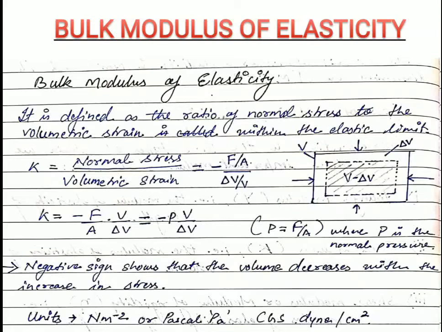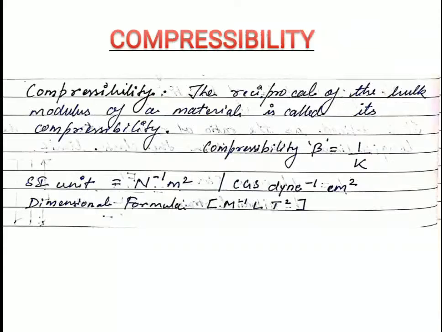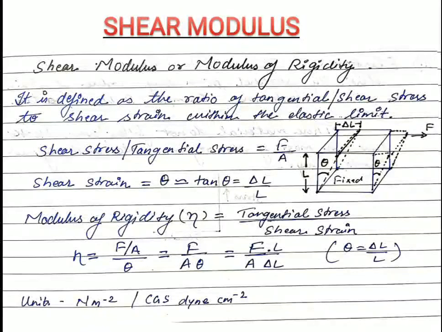So our next topic is compressibility, and compressibility is just the reciprocal of bulk modulus of the material. Okay, so compressibility beta is the inverse of bulk modulus of elasticity, that is 1 upon K. So SI unit would be Newton to the power minus 1 meter square, and in CGS unit dyne to the power minus 1 centimeter square. Okay, next. So let us see our last topic, that is shear modulus or modulus of rigidity.